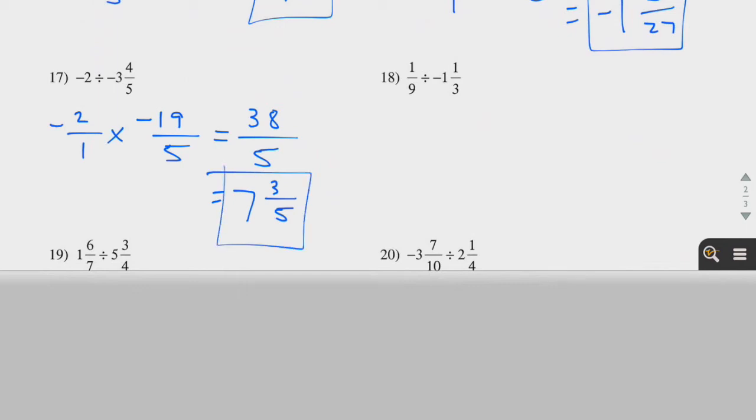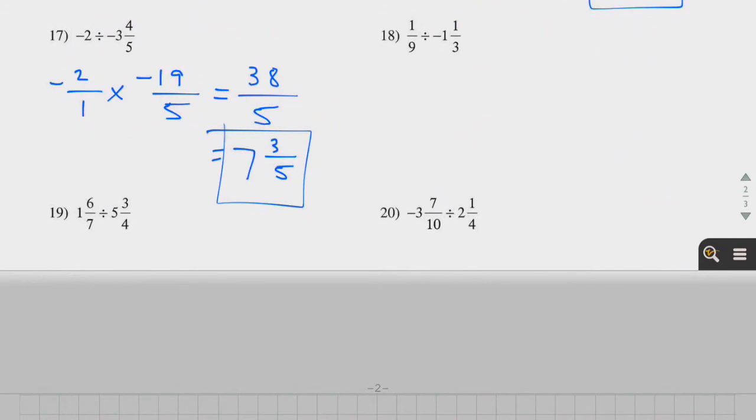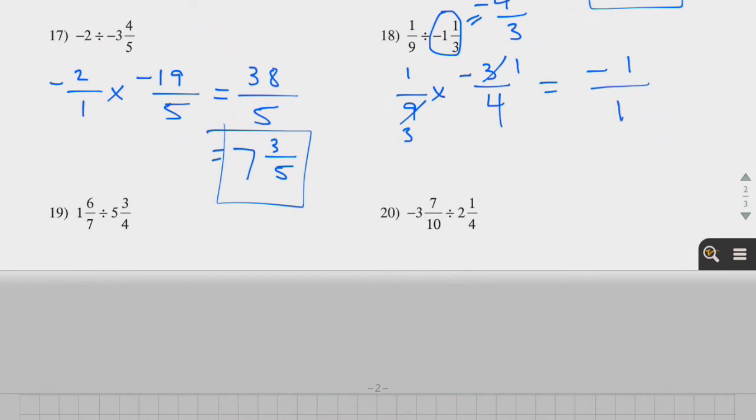Okay, number 18. 1/9, so just go ahead and rewrite 1/9 times, and then we're going to rewrite this mixed number as an improper fraction. 3 times 1 is 3, plus 1 is 4. So this part equals 4/3 negative. So we're just going to multiply by the reciprocal, which would end up being negative 3 over 4. You can see that the 3 and the 9 can reduce. 3 goes into 3 once, 3 goes into 9 3 times. Multiply straight across, we end up getting negative 1 over 12, and that's our final answer.